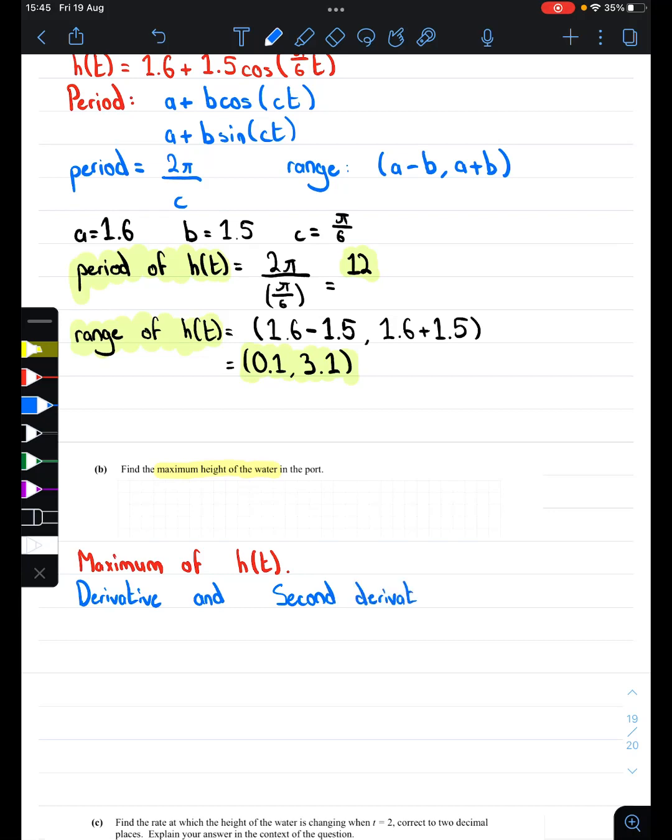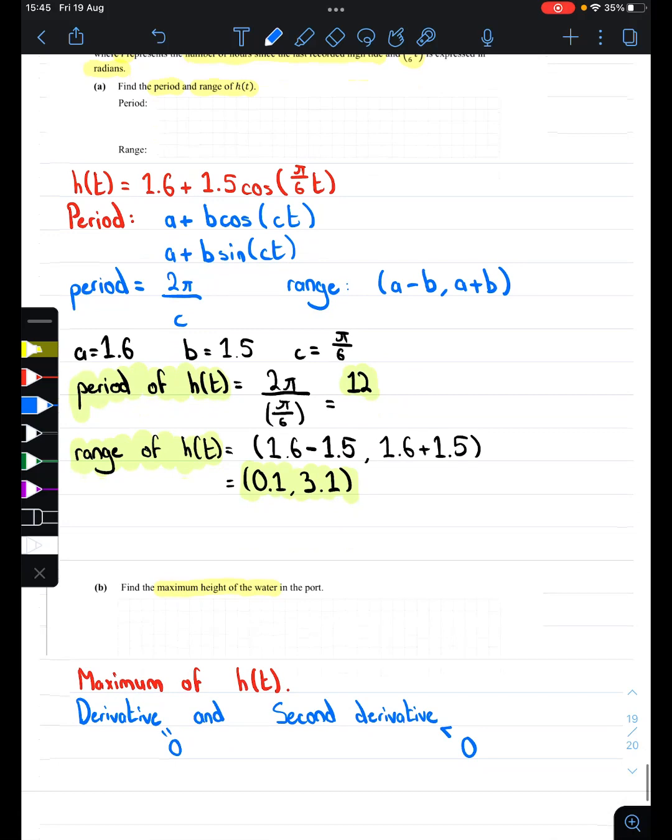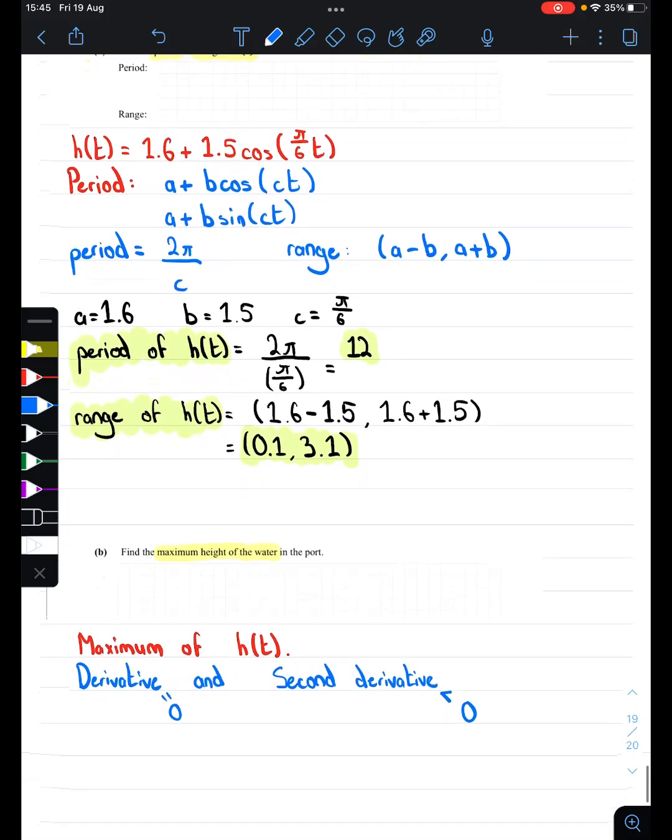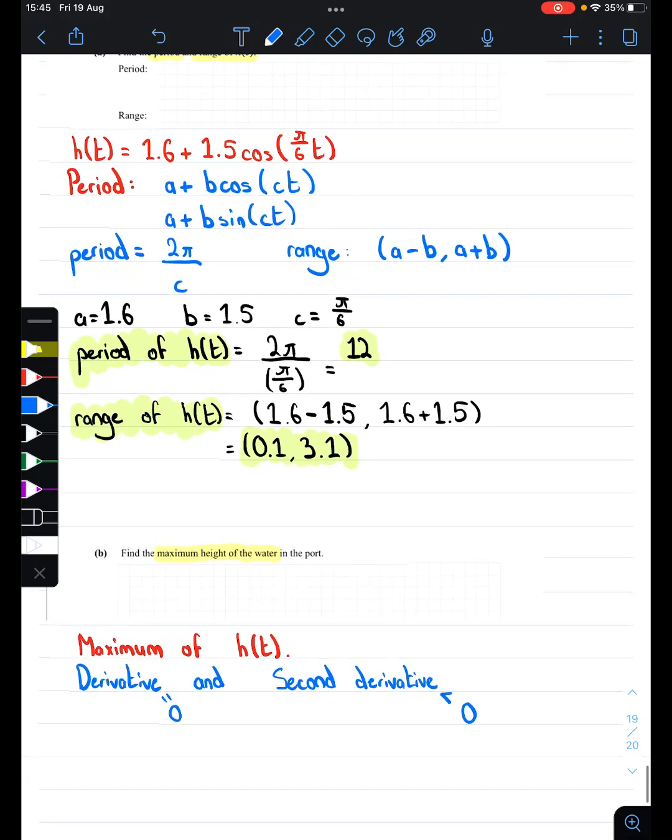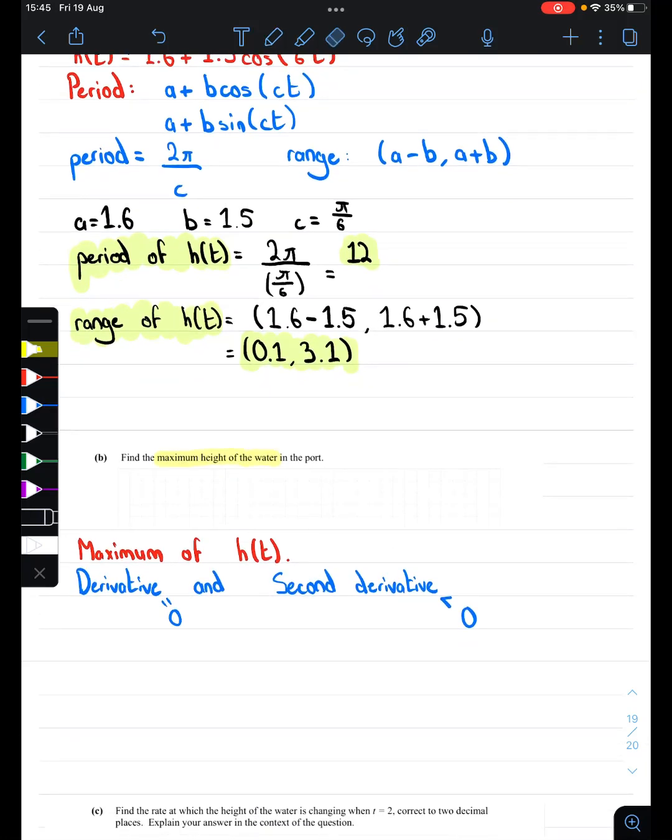So you want to find where the derivative is 0 and the second derivative is negative. That's what you should think when you hear maximum. Then you would find that value of t, plug that into the function, and you would get the maximum height. But in this case, we don't need to do all that because we already have the range.